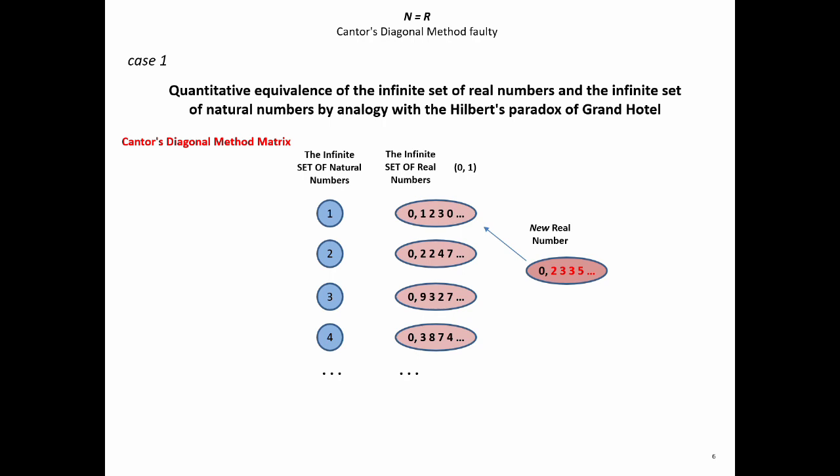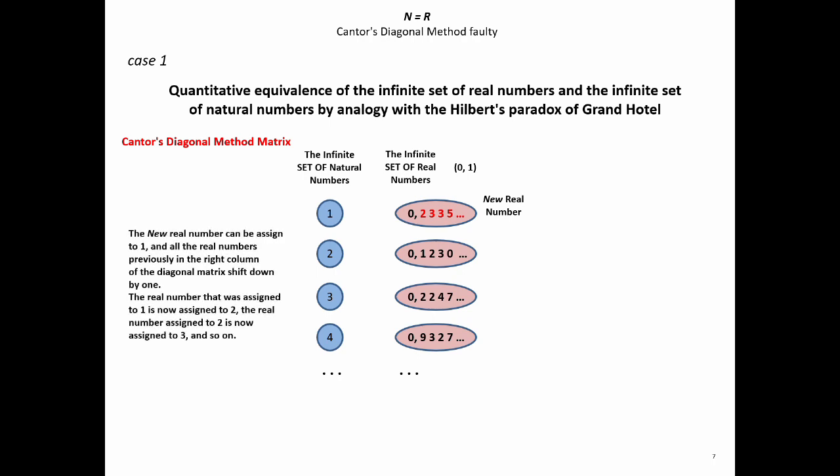Precisely in the same way as in Hilbert's paradox of the Grand Hotel, we intend to assign the new real number to natural number 1. And we assign each real number that was previously assigned to natural number n to natural number n+1. Finally, we have the new real number assigned to natural number 1, and each real number previously present in the right column is now assigned to natural number n+1 compared to the natural number with which it was previously linked. The mechanism is very simple. This is a one-to-one analogy with Hilbert's paradox of the Grand Hotel, and this is impossible to deny.